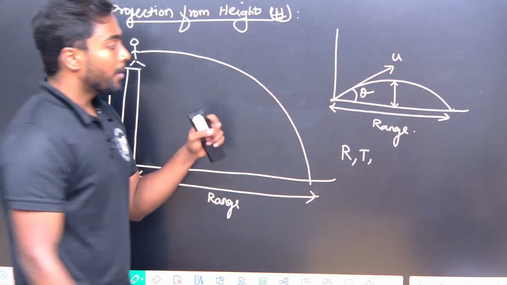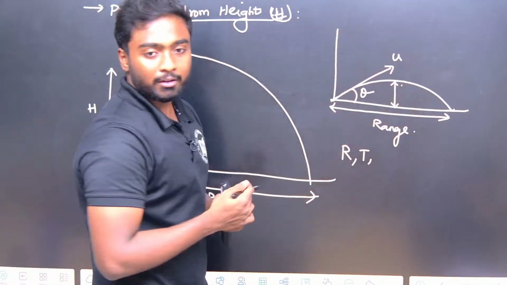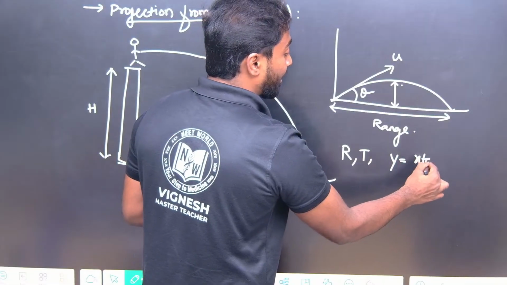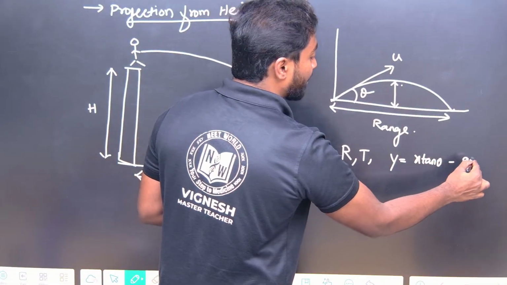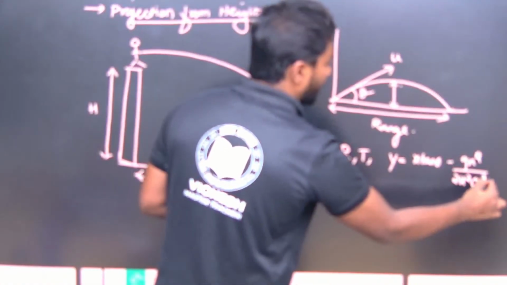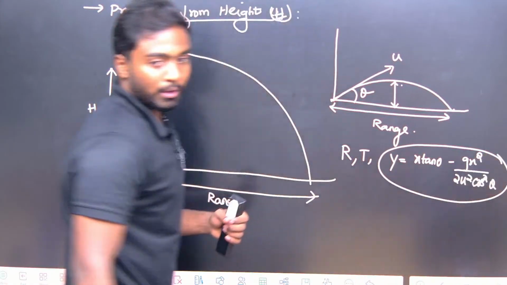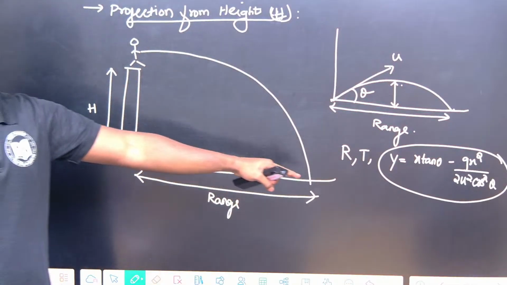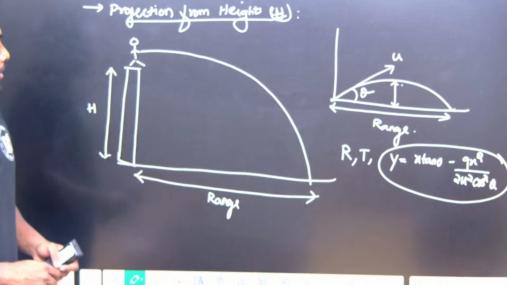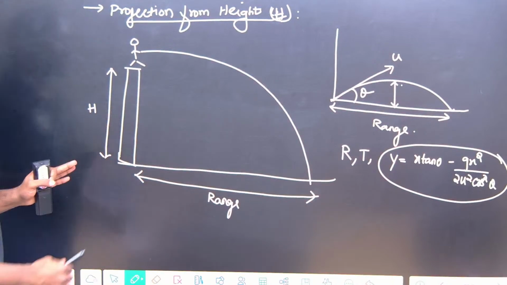Like in the previous case, now in this case we have the equation of path, which is nothing but y is equal to x tan theta minus g x square by 2 u square cos square theta. Right, now we will call it the equation of projection, or equation of path, trajectory. Now, what are the things available in this?